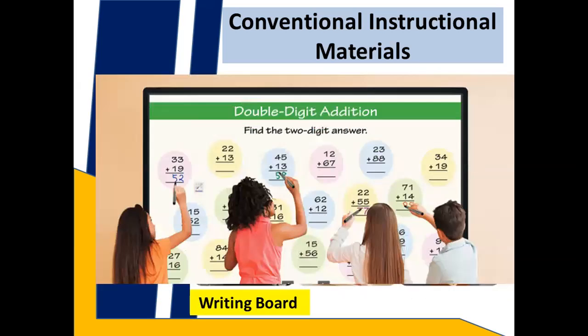Next one, this is also important. We have a writing board. A writing board can display information written with chalk. This is very conventional. We have the chalkboard or the blackboard or special pens.